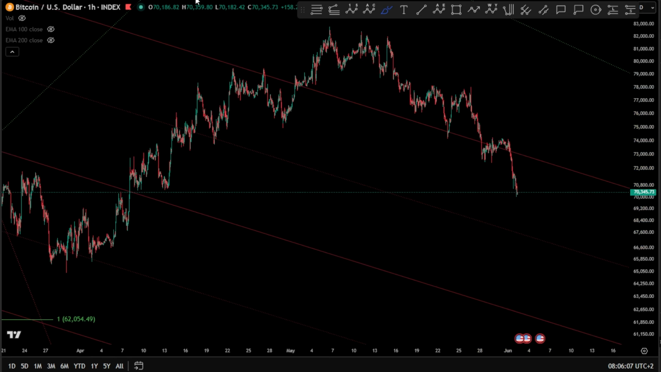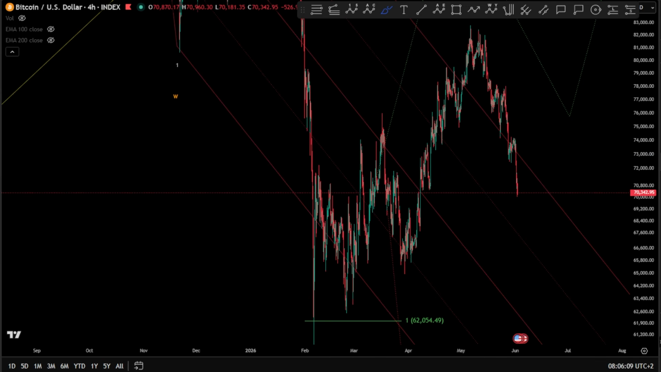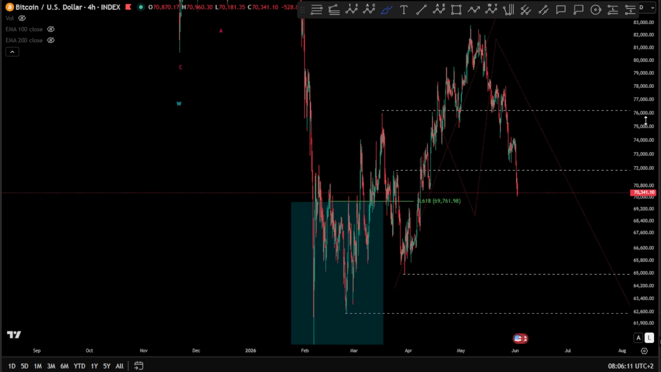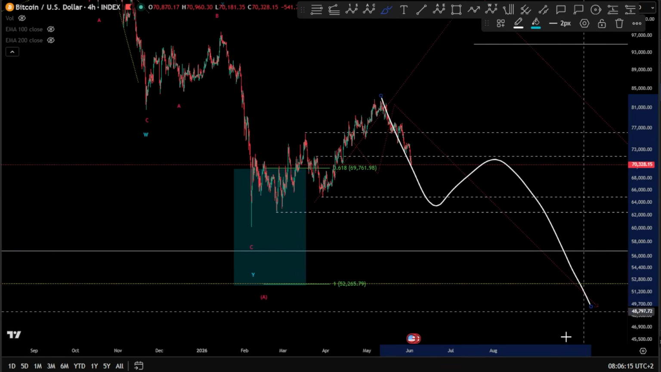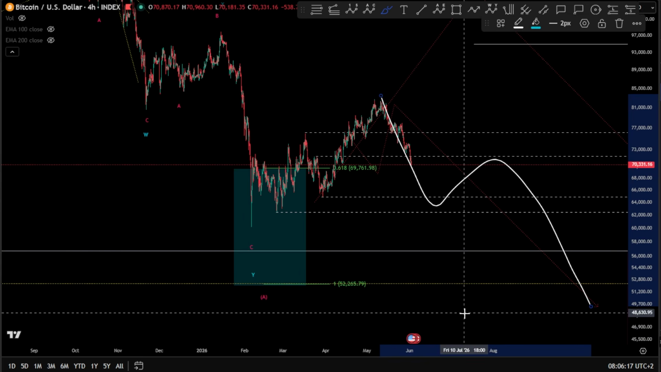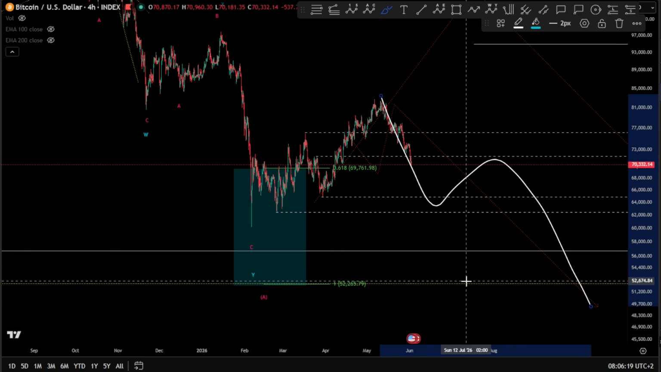And it might be, of course, a large W, X, and a Y that we mentioned also. In this case scenario, your wave Y has started, and that means, of course, a large zigzag towards the 50K for Bitcoin. That was it for Bitcoin, the daily analysis.